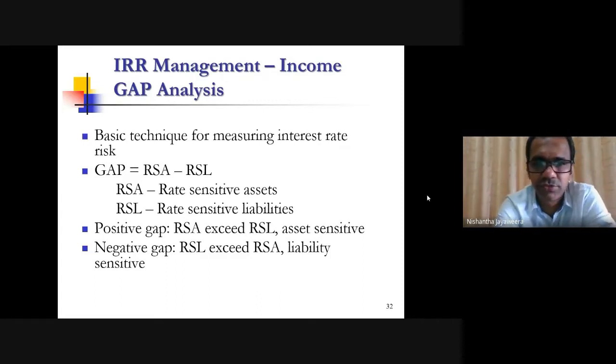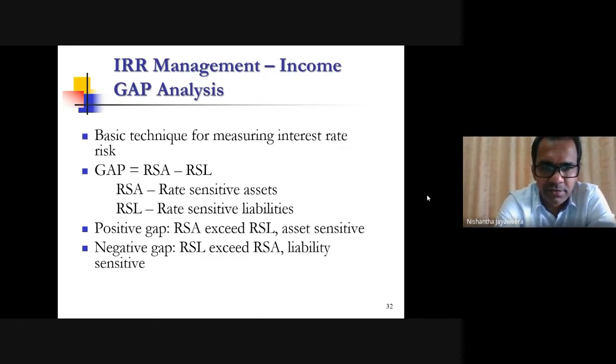So this is just to recap income gap analysis. This is a very basic concept. Some banks may not use it nowadays, but small banks may still use this, but there are more sophisticated methods, especially using the duration analysis. And either way, whether you use gap analysis or duration gap analysis, there are pros and cons as well.